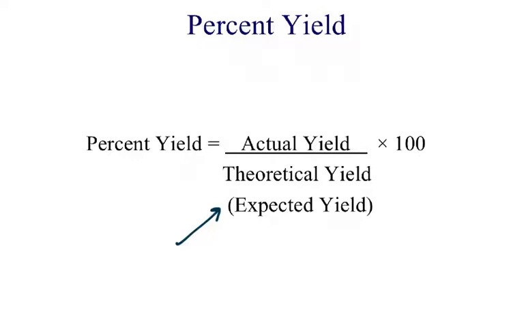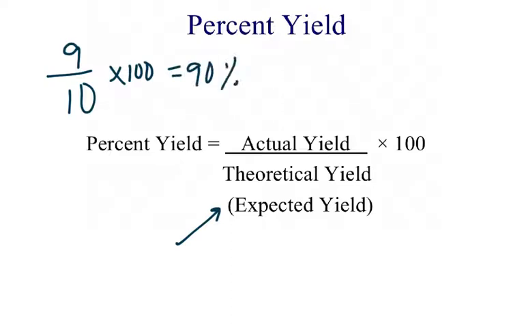So what you actually made would be 9 burgers. You were supposed to make 10 with the amount that you were given. So if you divide the actual yield, the 9 burgers, by the 10, which is what you were expected to make, and you multiply by 100, you ended up making 90%, which is the percent yield. Now this concept can be applied in chemistry as well.